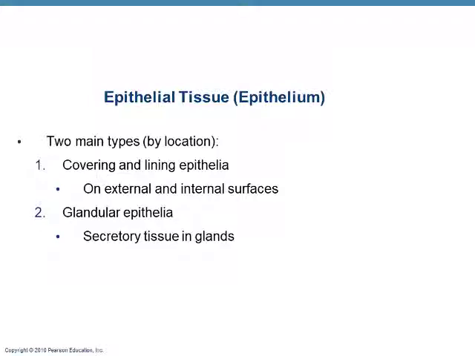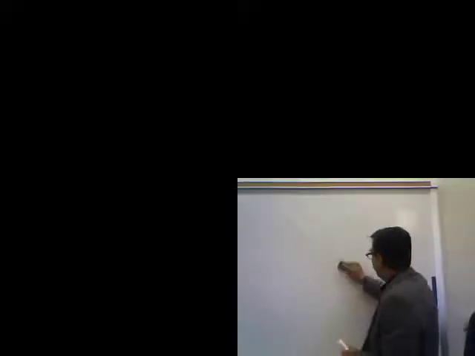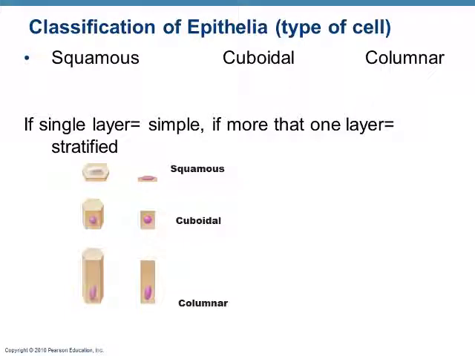Now, another way we divide the epithelial tissue, that is by looking at the shape of the cells and the number of layers. So another way is by shape and arrangement. Okay, by looking at the shape and number of layers. Let's see how we divide by looking at the shape and layer.